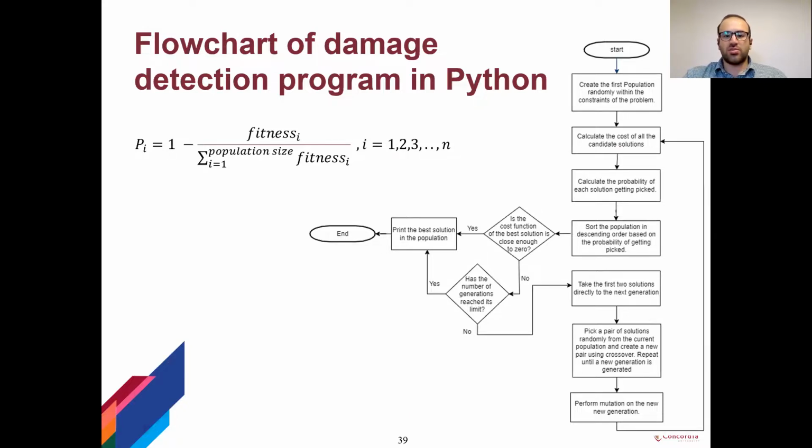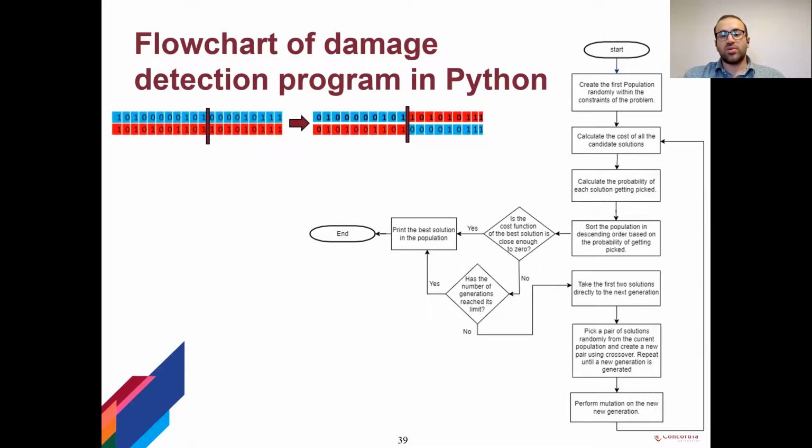A pair of solutions are picked randomly based on the rank in the generation, and crossover is performed on these pairs, and the new pair of solutions are created and sent to the next generation. The crossover process is shown in the figure. So this is repeated until a generation is created.